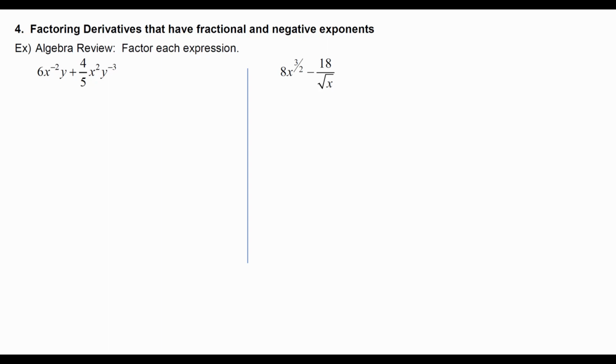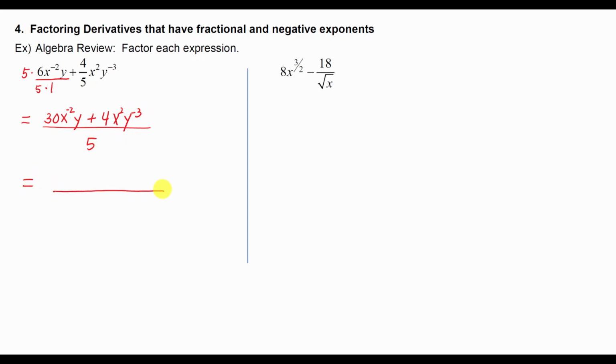So first term, just multiply top and bottom by quantity 1. Since the common denominator will be 5, you can multiply the first expression by 5 in the numerator and 5 in the denominator. This expression then is 30x to the negative second power y plus 4x squared y to the negative third power over 5. So now factor the numerator.